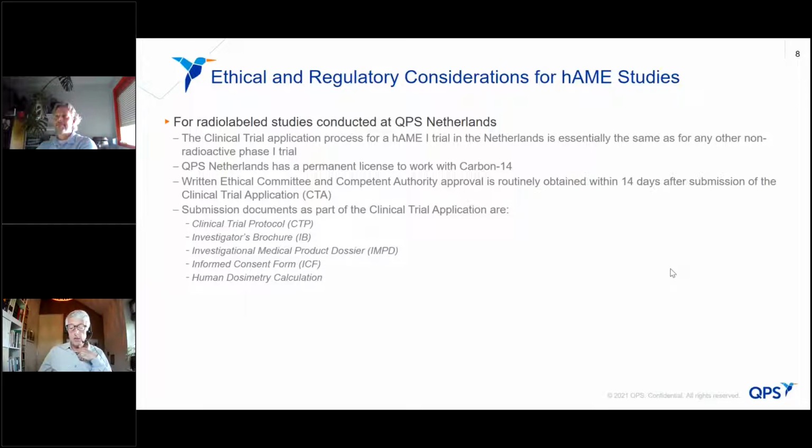For a mass balance study, dosimetry calculation is required. This is normally based on QWA studies. Quantitative whole body autoradiography is an in vivo study in which rats are dosed with radiolabeled IMP, and at successive time points, radioactivity is measured in cross-section slides of the whole animal to show distribution over time.